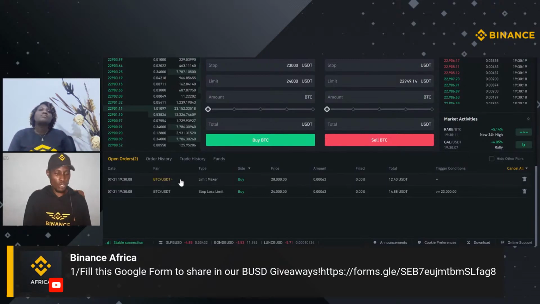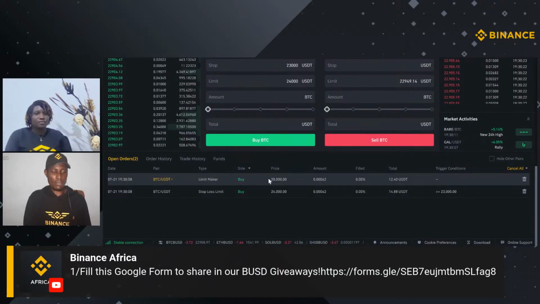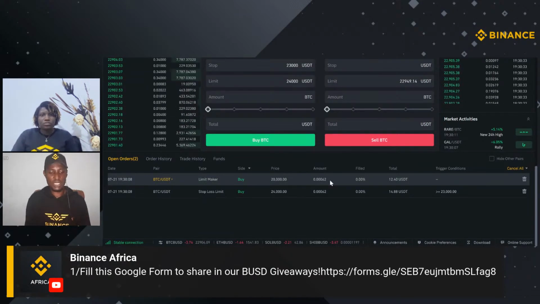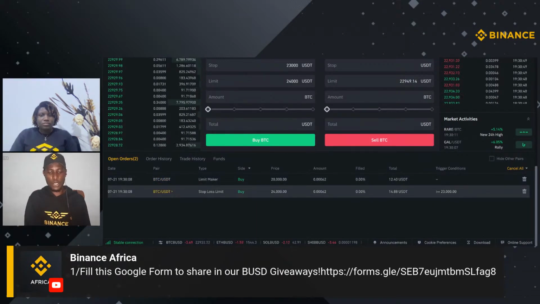The first one here is the limit order, which is at 20,000, that I have set, so that if the Bitcoin price comes to 20,000 USDT, it should buy Bitcoin for me, which I'll be buying 0.00062 BTC at 20,000 USDT, immediately the price gets to 20,000 USDT. However, I have a stop limit order above the current market price, which is at 24,000, which means if the Bitcoin price gets to higher or equal to 23,000 USDT as the trigger price, it will set a buy order for me at 24,000 USDT.